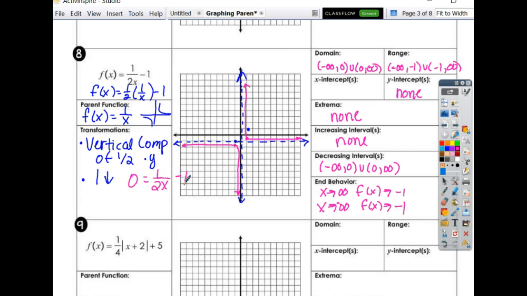So if you put 0 equal to this, I'm going to add 1. But now what do? The x is on the bottom. Multiply by what? 2x. So if I multiply both sides by 2x, this cancels and leaves me with 1 over here.